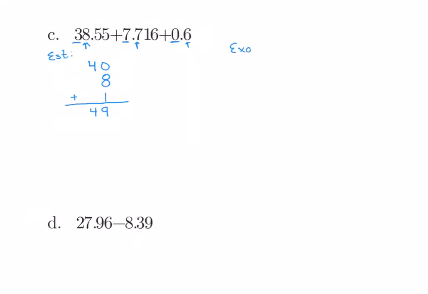All right, for our exact, let's go ahead and look at this. So I'm going to put my 38.55 first. My 7, I'm going to line it up under the 8. Line up my decimal points and line up my other columns. And then my 0.6.